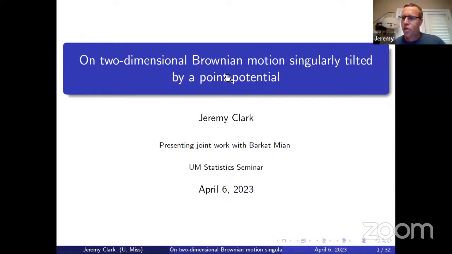Yep. So I'm going to talk about a two-dimensional diffusion process. This is work that I'm doing with Barcott, our PhD student.